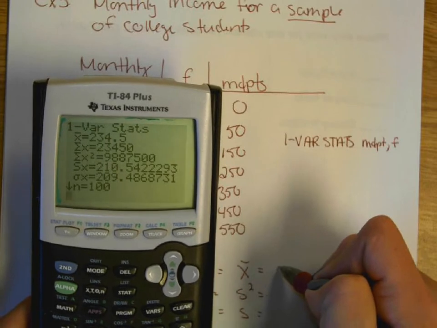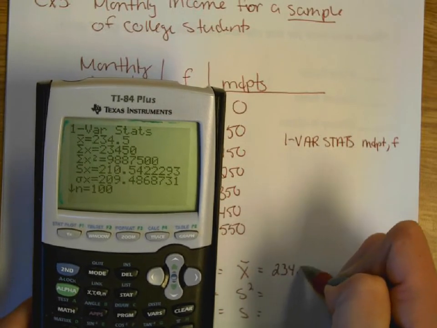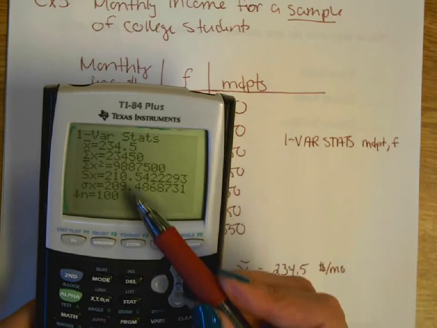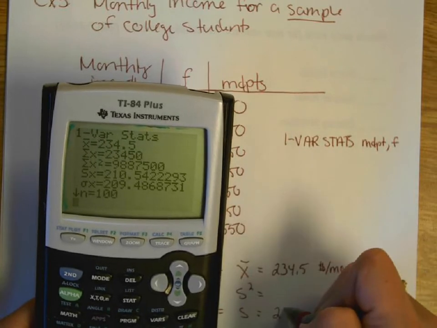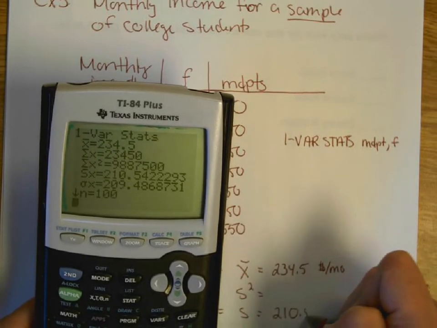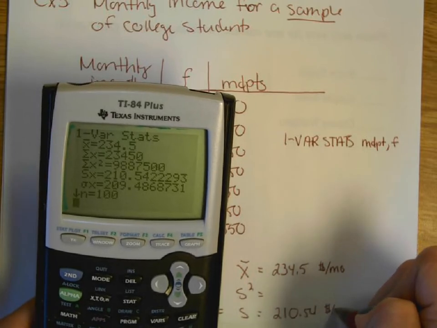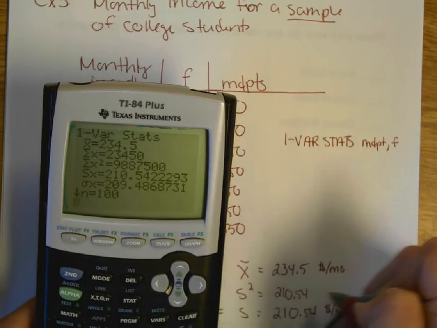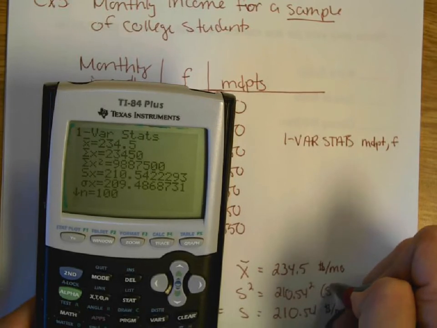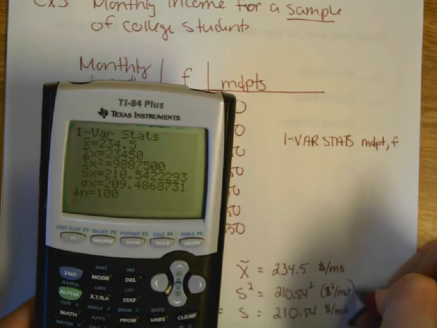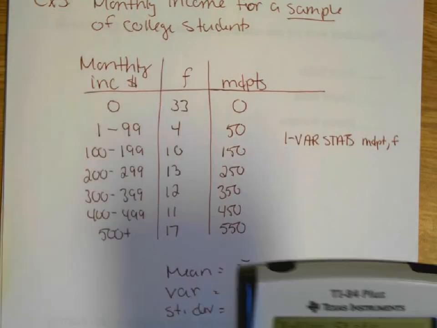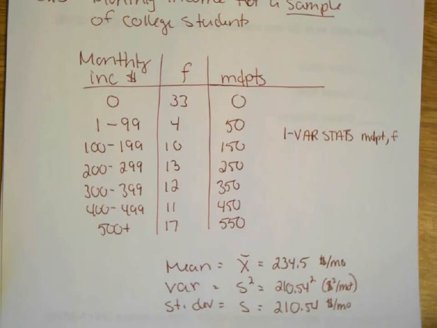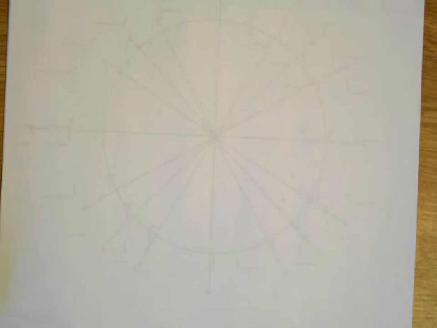So, the mean is $234.5 per month. And I want the sample standard deviation, 210.54 dollars per month. And then we would square that number to get the variance. So 210.54 squared dollars squared per month squared. And I'm not going to take time to actually square that. Okay, so there's your super shortcut. Just 2 more little things to do in here without a calculator.